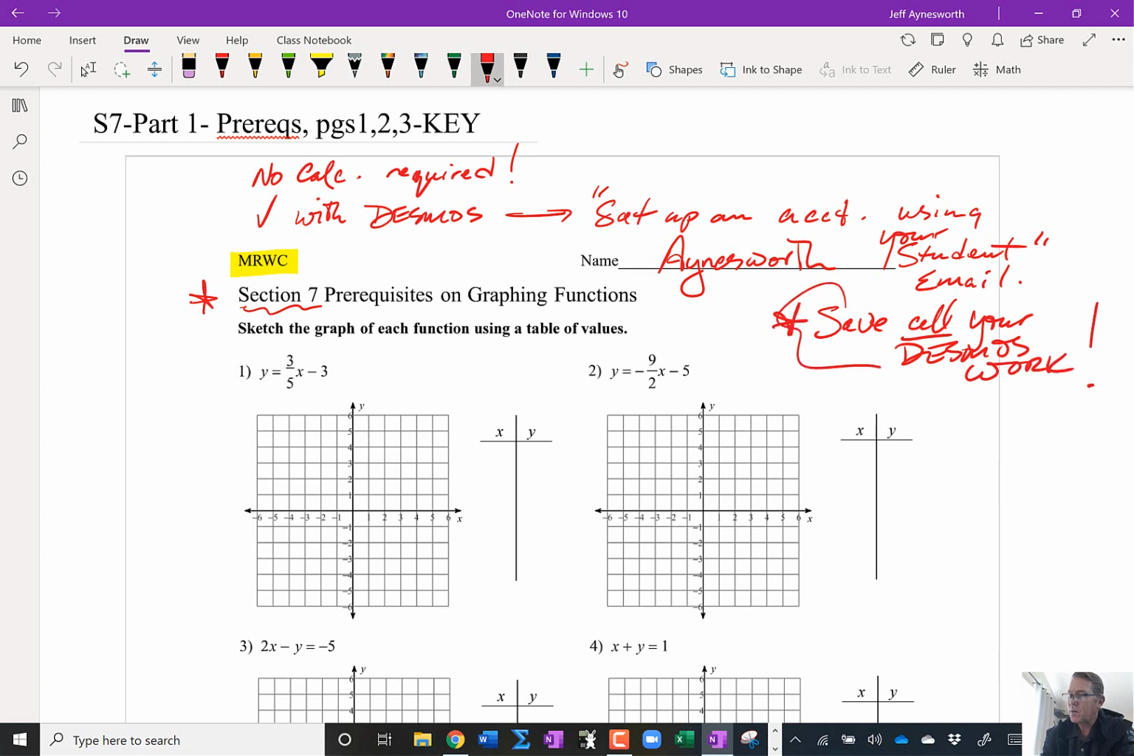Just a little plug in the beginning here. Good students, successful students, save all their work, save all their notes, and since we use Desmos a lot in this course, because it's a free online calculator, one of the best out there, it also is very useful as a study tool at the end of the unit or before a quiz or a test, because if you save all your work, you can just go back and review what you did weeks prior.